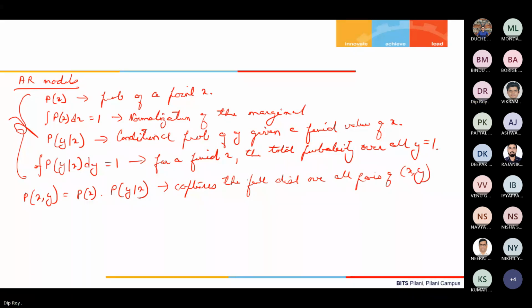Now, what I say is, what will happen if I do this? Normalization of the joint. Now, this can be written like this.